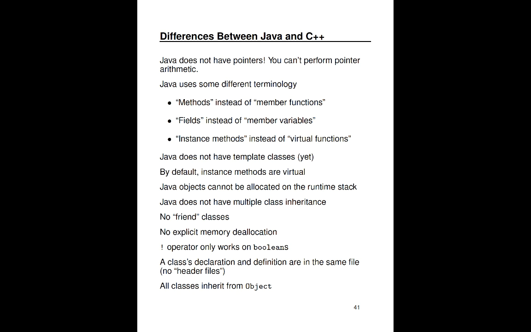In Java, you don't explicitly allocate objects on the runtime stack. It might happen underneath the covers with a JVM, but it's not like the programmer says, "Oh, I want this object to be on the stack versus this one to be on the heap." Java also doesn't offer multiple class inheritance. You can inherit multiple interfaces, but it's all single inheritance for classes, and that makes things a little bit easier when it comes to managing state.